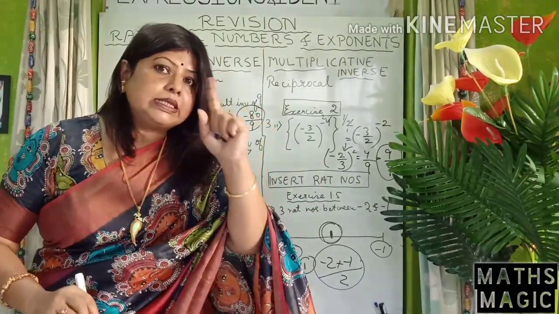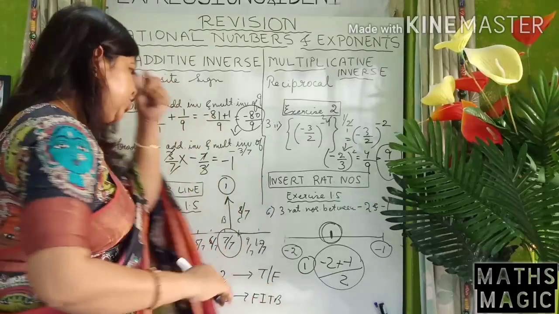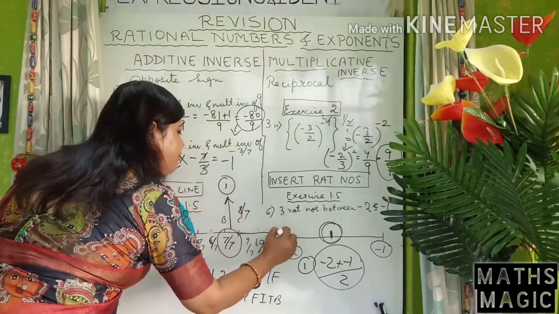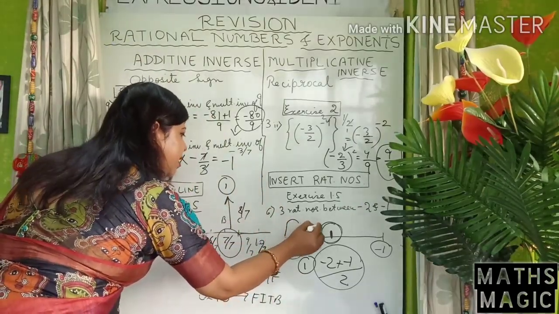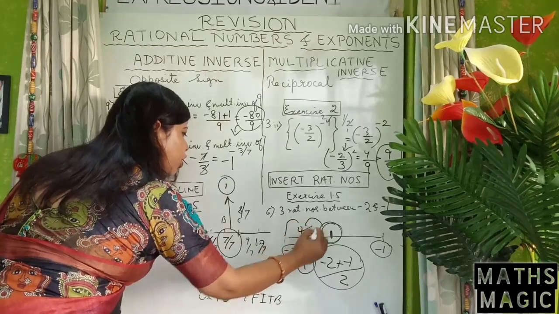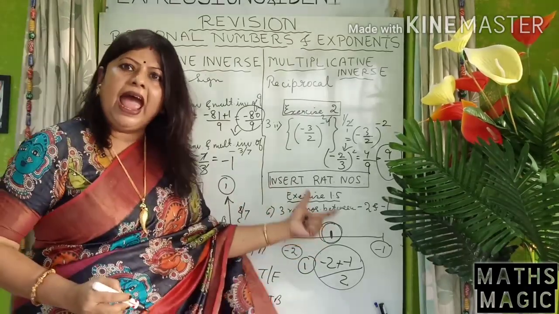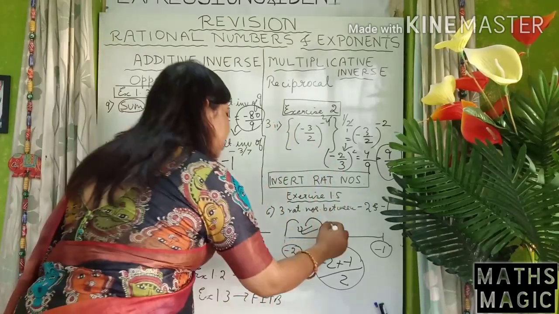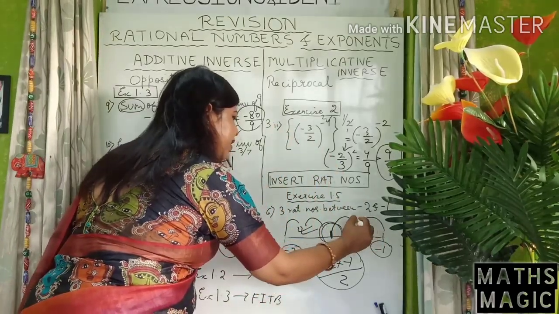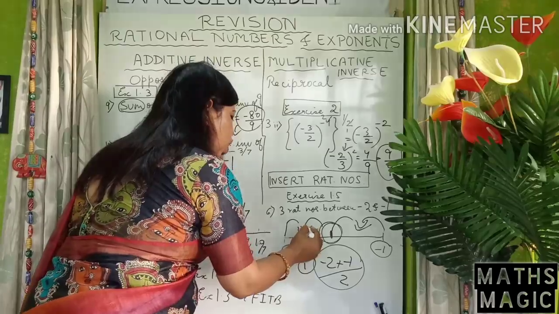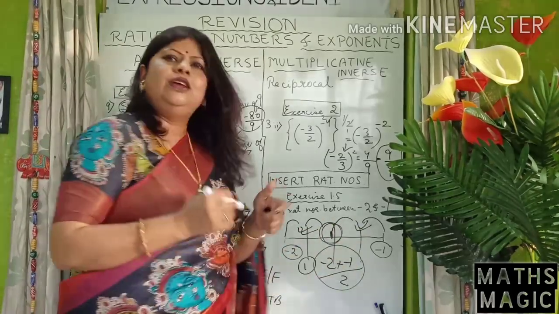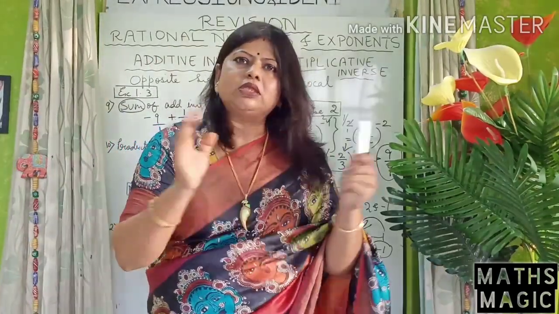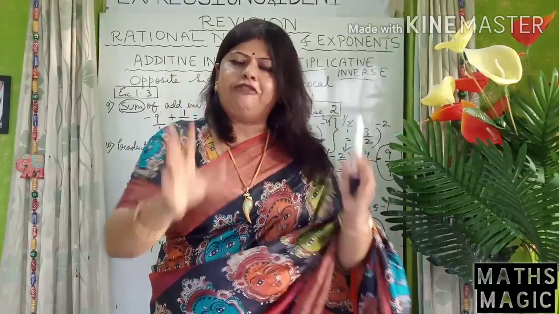After finding the center, the middle rational number, what will you do? You will find the average of this number and the center number. Follow? So you will get this number. And after that, you will find the average or mean of this center number and -1. So you will get this number. So you got 1, 2 and 3 rational numbers over here. This is the simple method of finding.